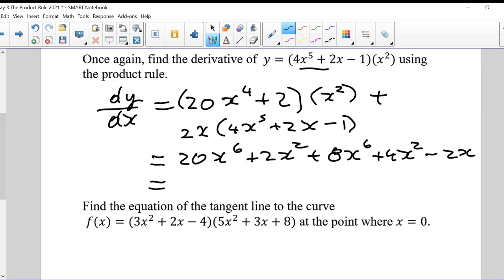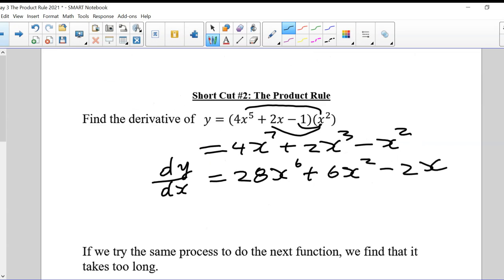Now let's put our like terms together. There's a 20x^6 here and an 8x^6 here, so that'd be 28x^6. I'm just going to cross things out as I simplify them. There's a 2x squared and a 4x squared there, so that will be plus 6x squared. Then there's a minus 2x. Let's compare this to our previous answer. Oh, look at that. Exactly the same answer, but using a different approach, the product rule approach. Same 28x^6 plus 6x squared minus 2x.